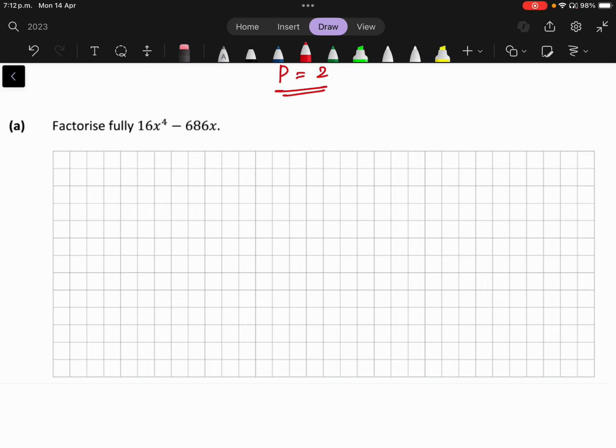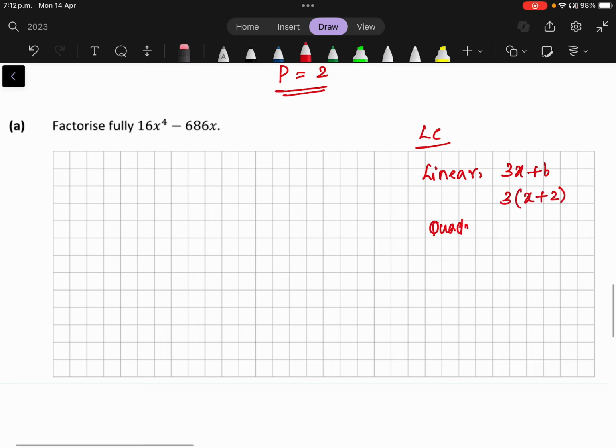As and when you see a question with x to the power of 4, you have to remember there will be some sort of factorizing in place. Why? Because for the Leaving Cert syllabus, you have linear expressions you can factorize. A linear expression would be 3x + 6. How do you factorize it? 3 times (x + 2).